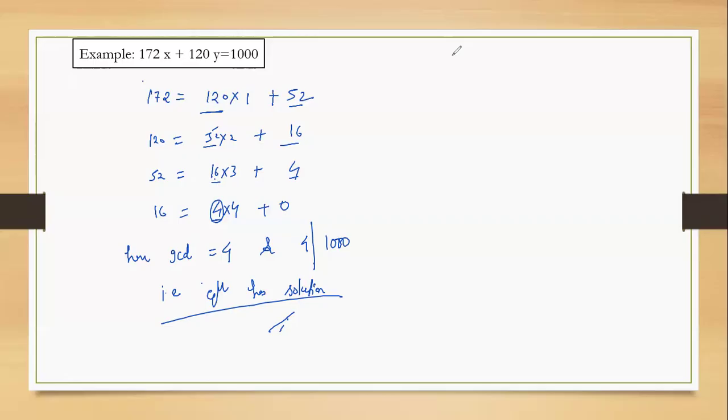But before starting the next video, can you tell me whether the equation 2x + 10y = 17 is a Diophantine equation or not? Or if it is a Diophantine equation, whether a solution exists or not. Here you can see that the GCD of 2, 10 will be 2 and 2 is not dividing 17. That's why this equation does not have any solution. It has no solution. Understood? Now next one.